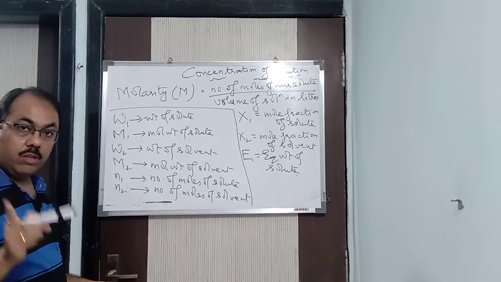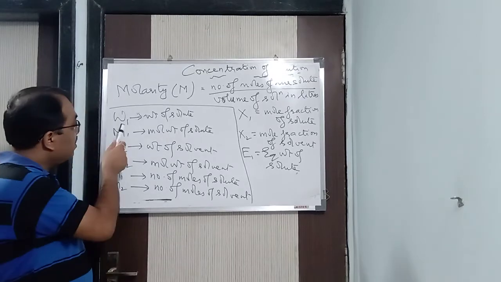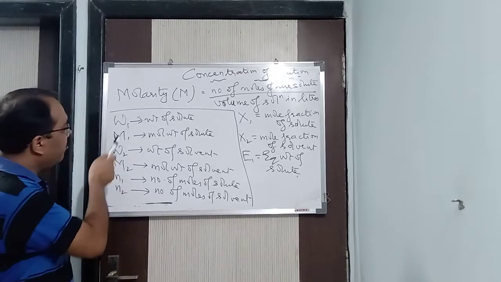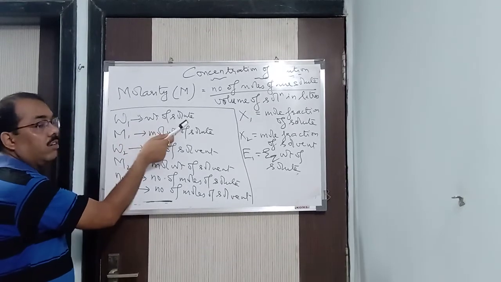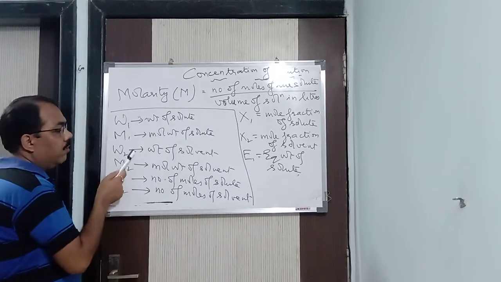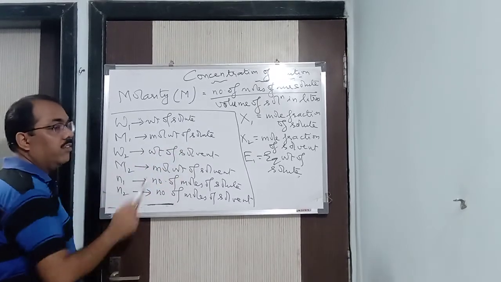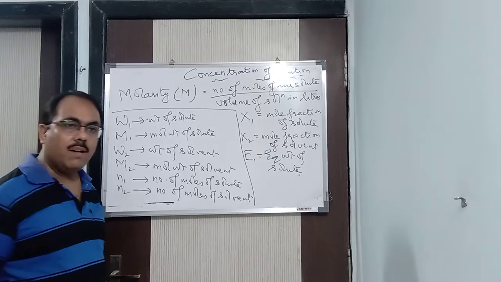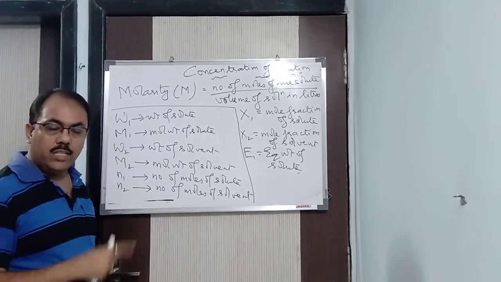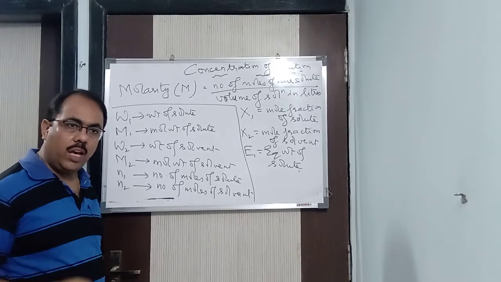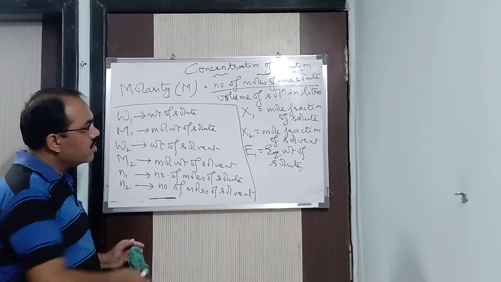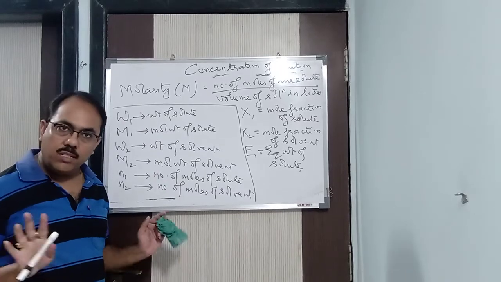Now listen carefully to this thing. This symbol is going to differ from book to book. In certain books you may find W1 is the weight of the solvent and M1 is the molecular weight of the solvent. W2 is the weight of the solute and M2 is the molecular weight of the solute. So book to book it will differ. In some books instead of W1 it is given as WB, WX, or WA. So the symbol will vary because this is not a universal symbol.